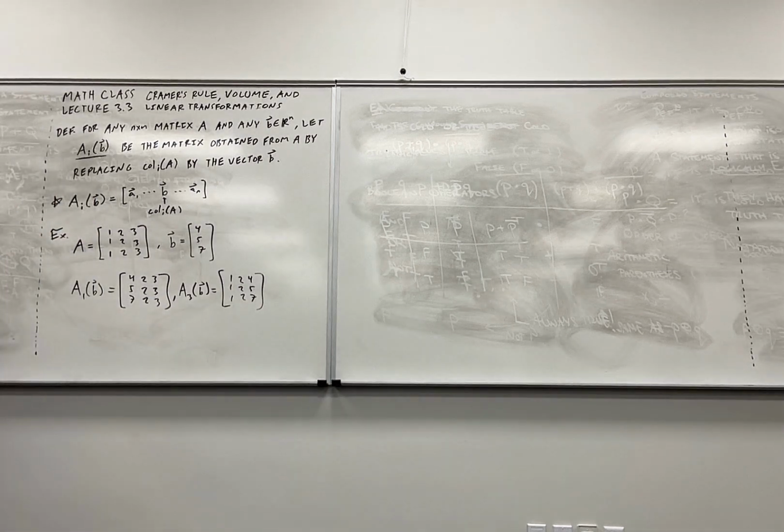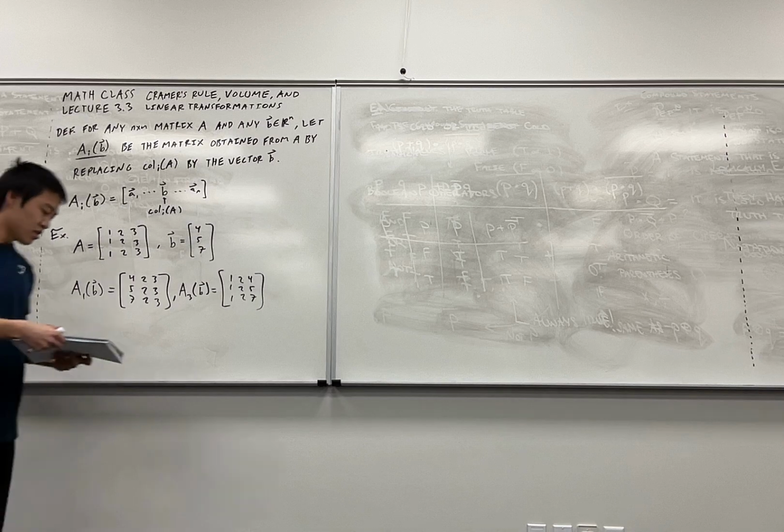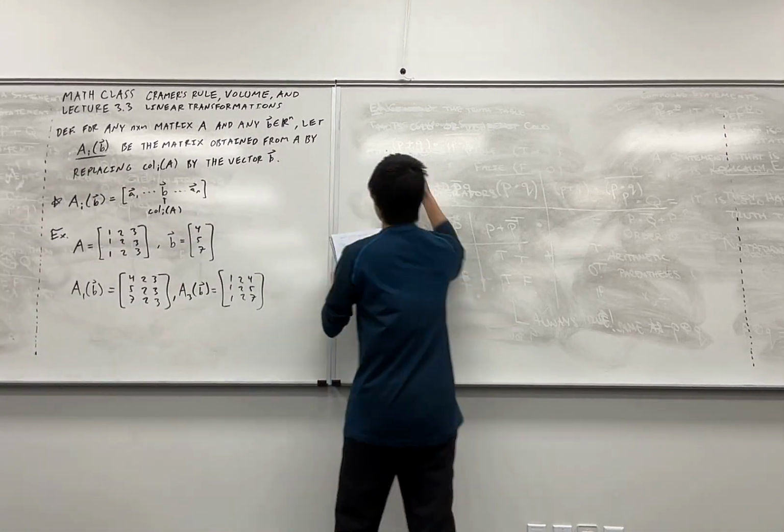Could you do this with rows? You technically could, but for the intents of this section, this is the main thing we're focused on right now. It's just replacing the column. So if you want to make up your own definition and start by saying definition for any n by n matrix, blah, blah, blah, you could make language for that. We don't need it on this section, but you could. Okay, so let's now go to Cramer's rule.